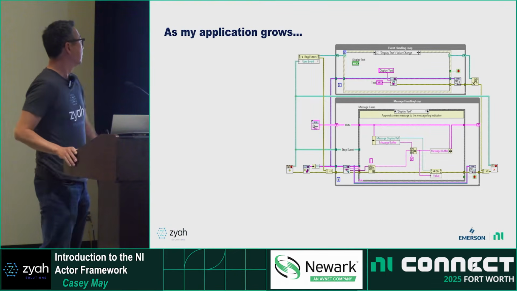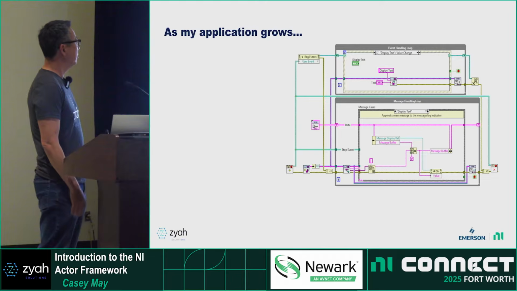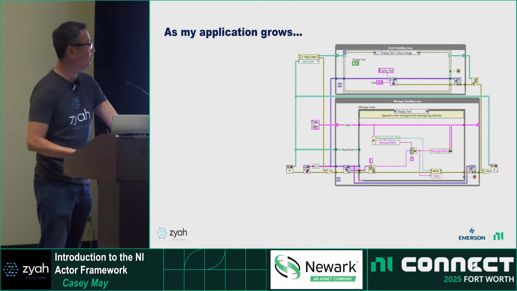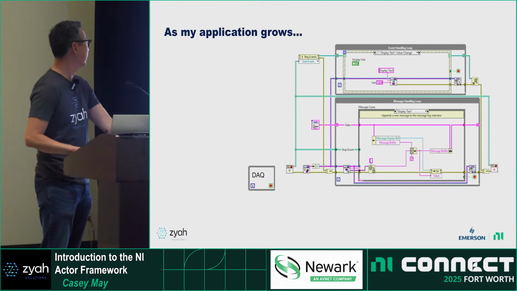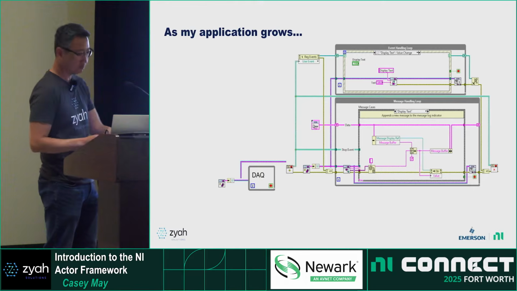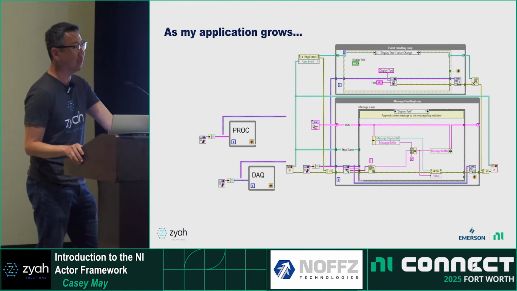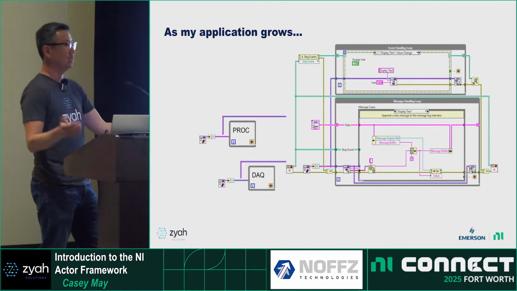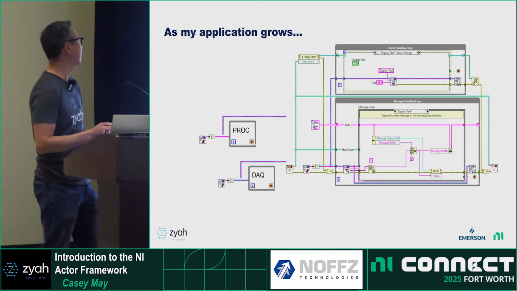Okay, so that's great. You have a nice, simple queued message handler. But what if I want to add things to it, right? What if I want to do some data acquisition? I need another loop, right? And if I want to communicate with that loop, I need another queue. If I have data, maybe I want to do some processing of that data, right? I don't just want to throw away the data. I want to do something with it, maybe some calculations. I need another loop.